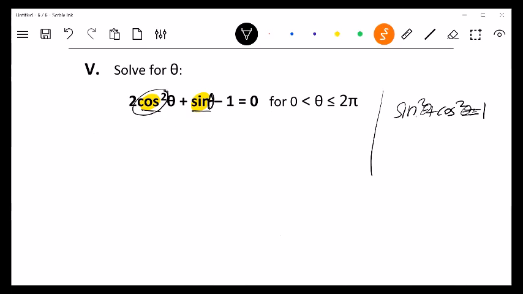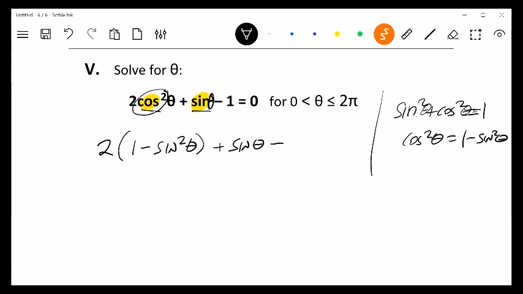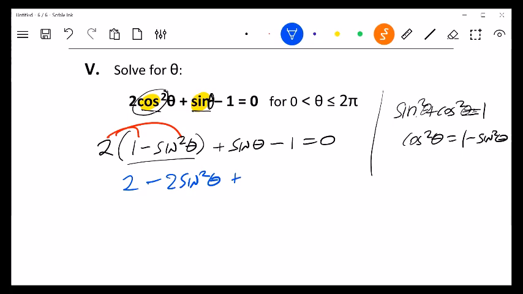Let's subtract the sine squared theta from both sides. Cosine squared theta is 1 minus sine squared theta. Well, I get to put that over here. Instead of cosine squared theta, let's put 1 minus sine squared theta plus sine theta minus 1 is equal to 0. So I just replaced cosine squared theta with that. That looks pretty good. I've got the same thing, which is what I want. Let's multiply the 2 in here. So I get 2 minus 2 sine squared theta plus sine theta minus 1.